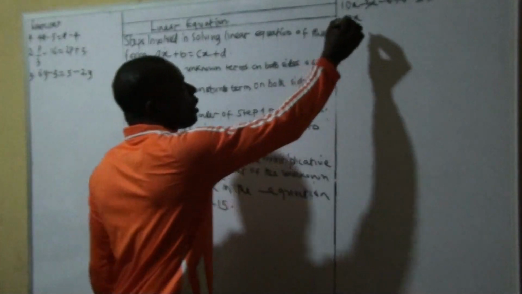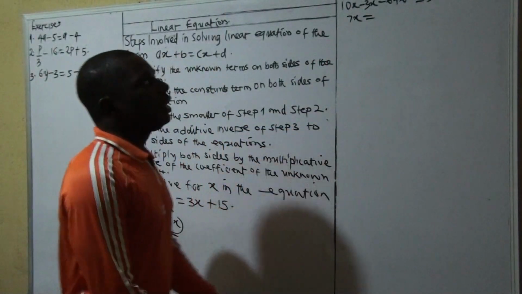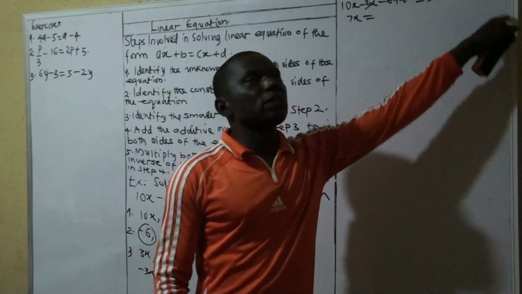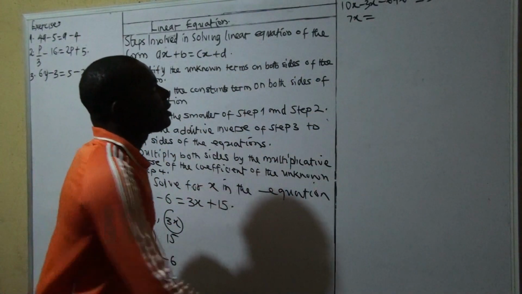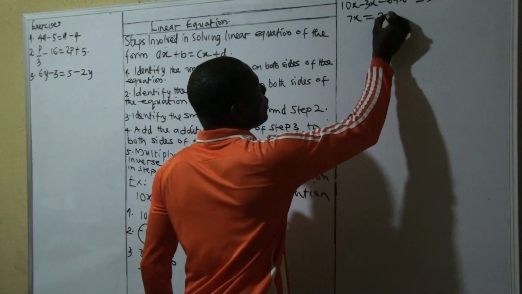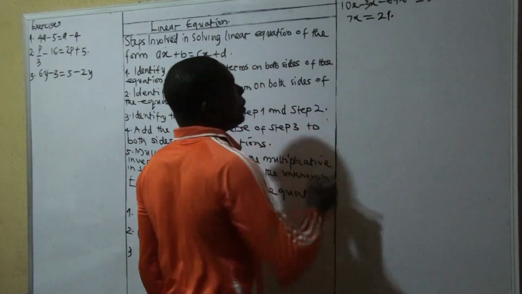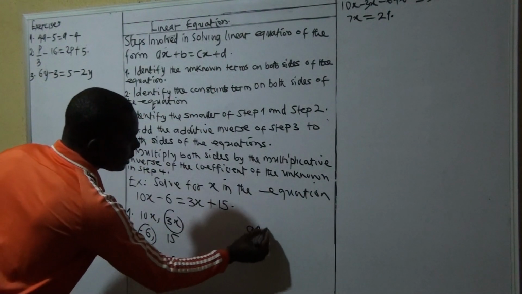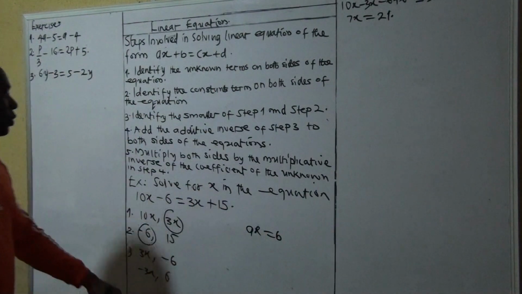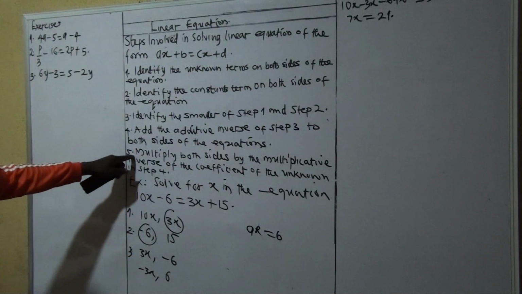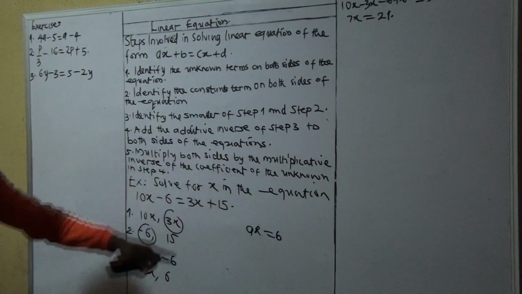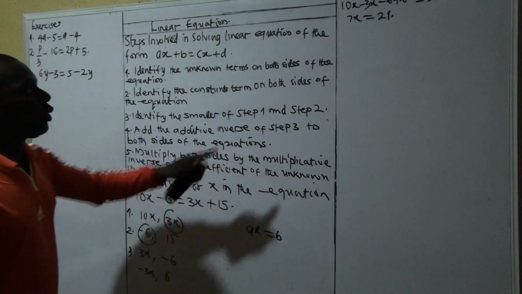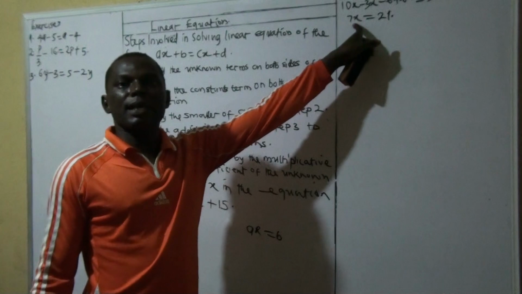Then we go to the right hand side of the equation. 3x minus 3x, they are off, and 15 plus 6 gives 21. So you see that this has reduced to what I just told you, ax is equal to b. What you need to do, which is step 5, is multiply both sides by the multiplicative inverse of the coefficient of the unknown term. The coefficient of the unknown term here is 7.